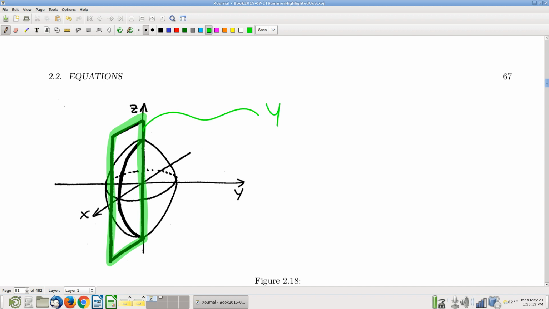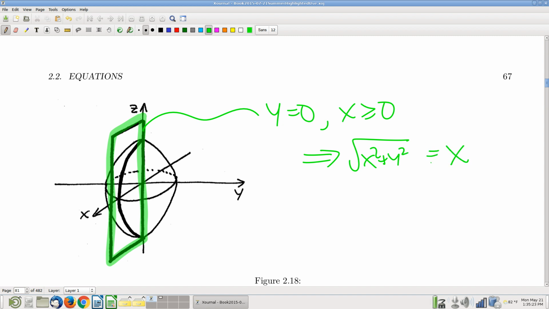As usual, that means y equals 0, and x is greater than or equal to 0, and therefore the square root of x squared plus y squared equals x. Now here's where it really matters, by the way. It really matters that x is positive. It really matters that I'm looking only in this half plane.